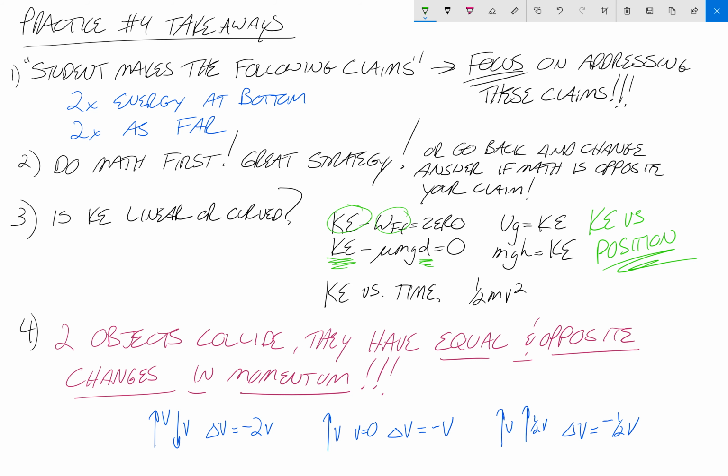The same thing can be said if you drop an object. So in this example, I have you start with potential energy, the thing is dropped from rest, and we want to know how the kinetic energy changes.